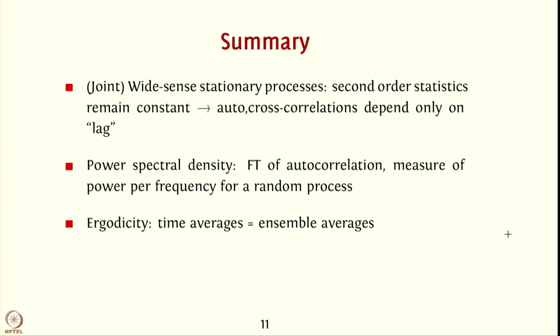To summarize, jointly wide sense stationary processes are those where the second order statistics remain constant, that is, auto and cross correlations depend only on lag. The power spectral density is the Fourier transform of the autocorrelation function. It is a measure of the power per frequency of a random process, and this also gives you an idea of what frequency content is present significantly in a random process. Finally, ergodicity is where time averages of a random process's statistics correspond to ensemble averages. This is extremely useful in several practical scenarios where you can use samples of a random process to estimate its statistics by taking time averages.